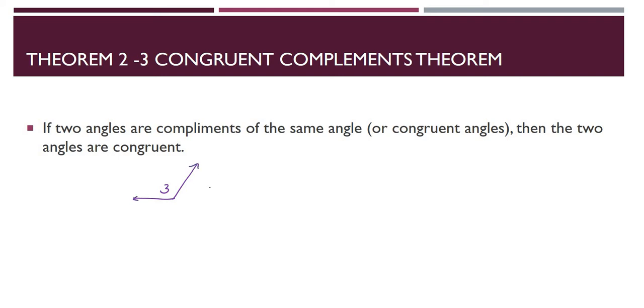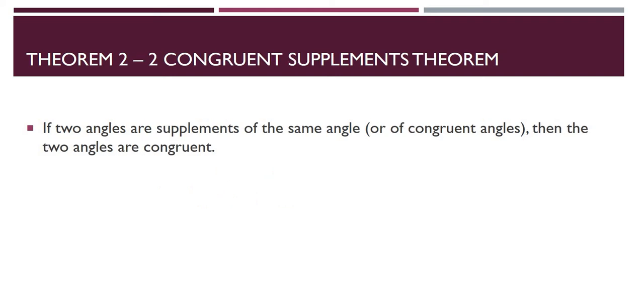So there are two angles, 1 and 2. Oh, wait, we're supposed to be doing supplements. Oh, I'm sorry. Back it up. Just change the word complement to supplement, because that's what I wanted to do first. So if two angles are supplements of the same angle, or of congruent angles, then the two angles are congruent.